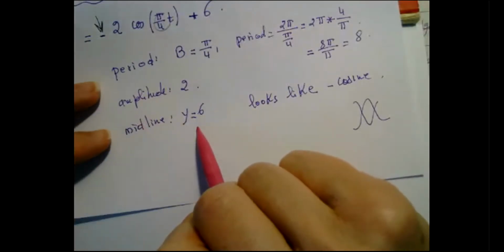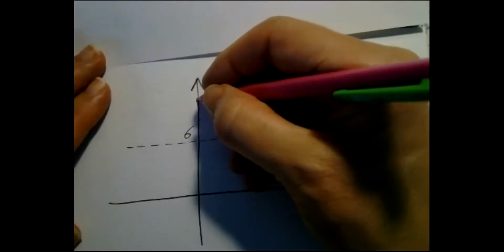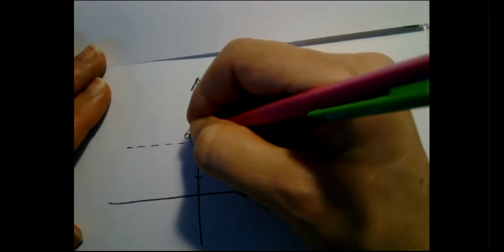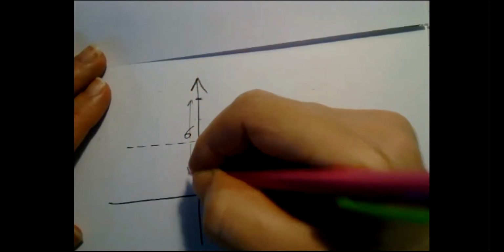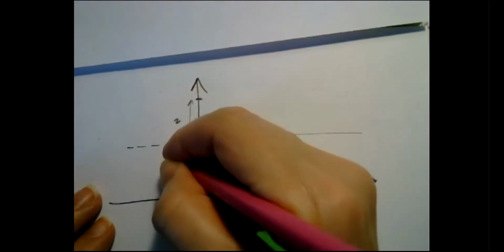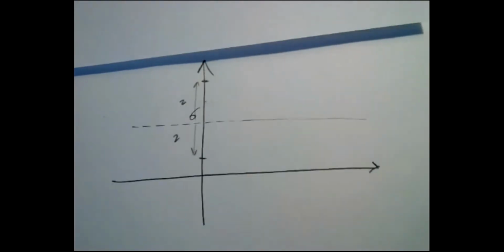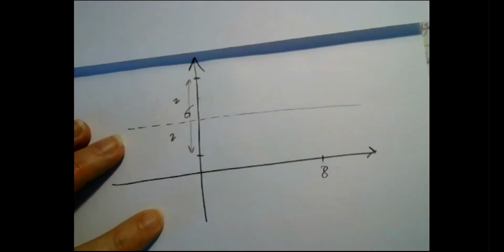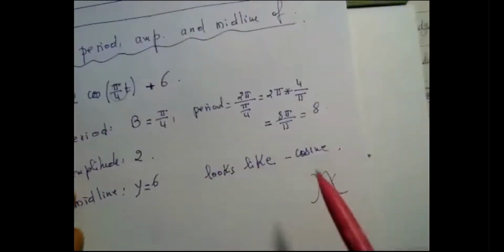My midline is y equals 6. I usually like to start with my midline because it orients me. I know where I am. My amplitude is 2, which means my function is going to go between, from the midline to the highest, 2 units. Now the period is 8. That's my 8.